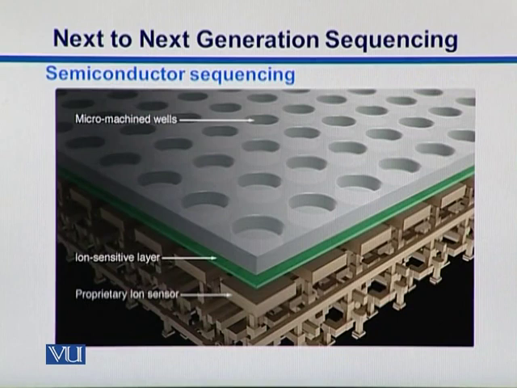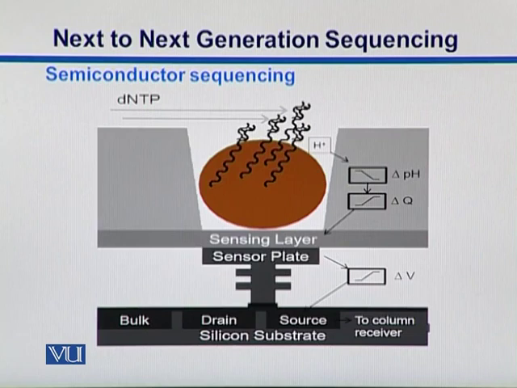If we see the cross section, there are micro machined wells where the samples are loaded. We have an ion sensitive layer down there, and then another layer called the proprietary ion sensor. So the beads are loaded into the wells of these sensors, and the beads contain those clonally amplified single molecules which are of the same type. So the same molecule amplified many times is there in those beads. These molecules are then exposed to the nucleotide. Whenever a nucleotide is flown, if it gets incorporated, it releases a hydrogen ion. This hydrogen ion then goes through different layers of sensitivity, and it is then detected.